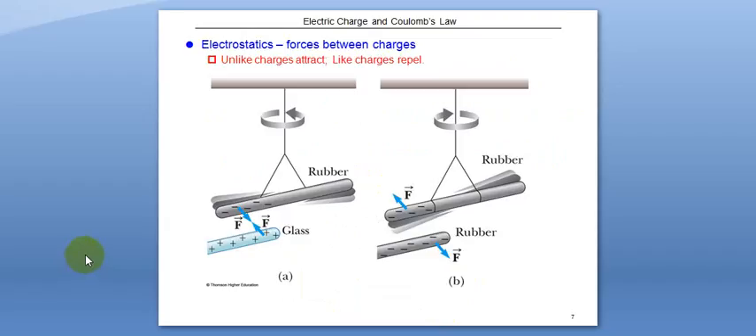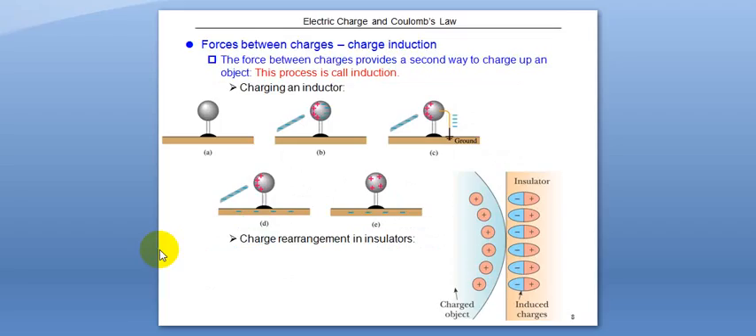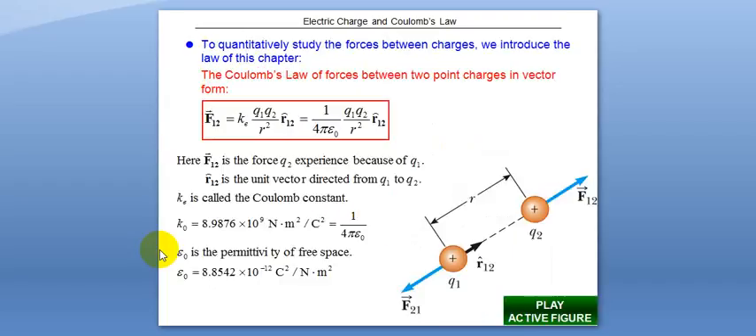Then there are more examples in these pictures. First of all, a rubber rod is hanging near a glass rod and it shows its charges in a vector way and a numeric way. And then there are more examples of force between charges and charge interaction. Then here is an example and equation of Coulomb's law.